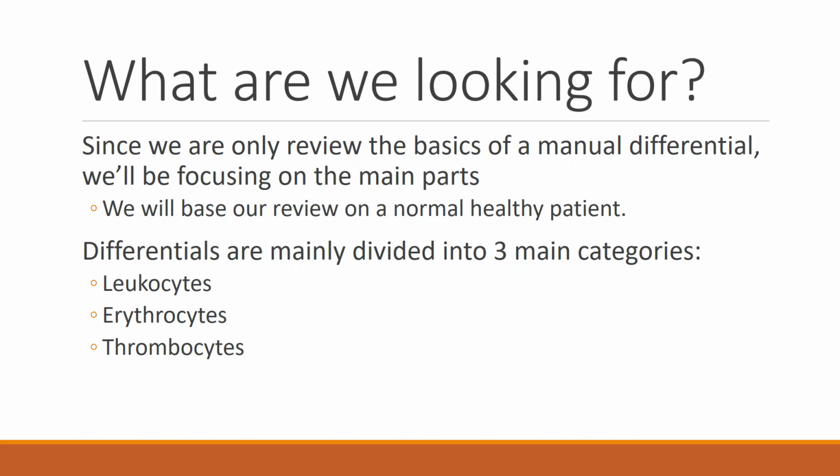So when we're doing a manual differential, in this case we're going to be focusing on just the basic parts of it, and mainly just the main parts. Essentially, we'll be considering this a normal patient. All manual differentials are put into three main categories: differentiating between leukocytes, erythrocytes, and thrombocytes.